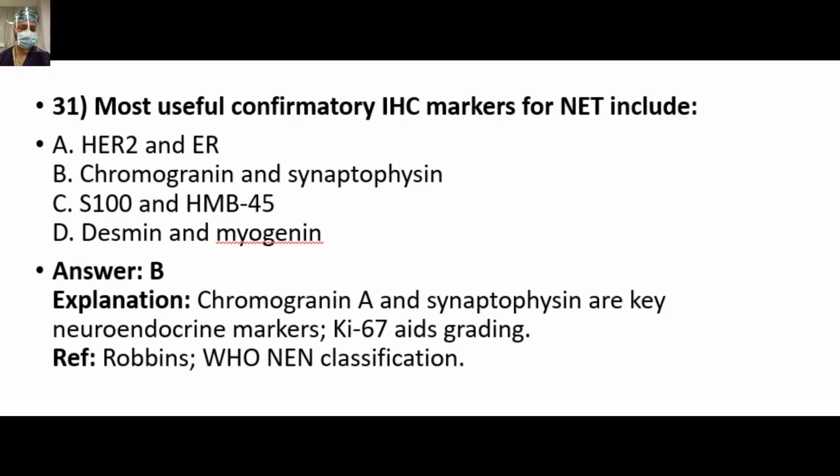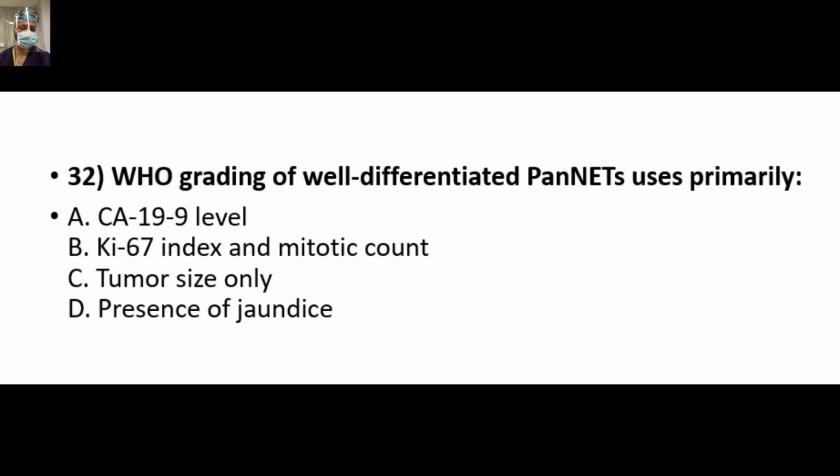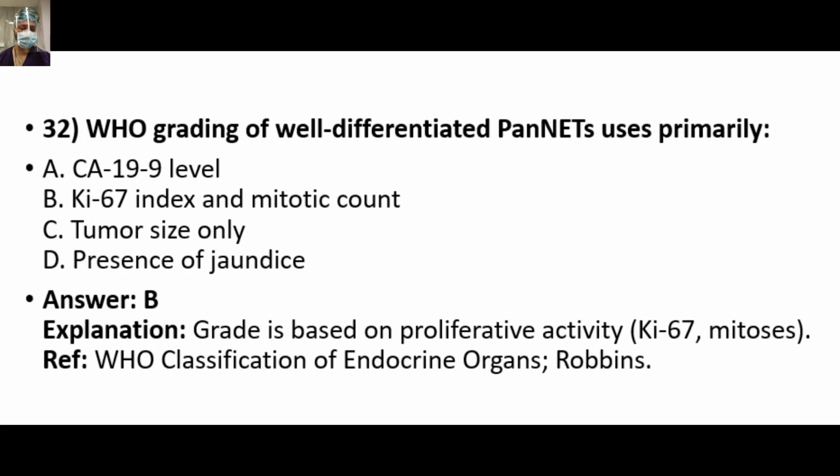Ki67 aids in grading. Do remember that. The WHO grading of well-differentiated PNETs is usually based primarily on the Ki67 proliferation index and mitotic count. Ki67 is less than 3, 3 to 20, and more than 20, and mitotic count is less than 2, 2 to 20, and more than 20.